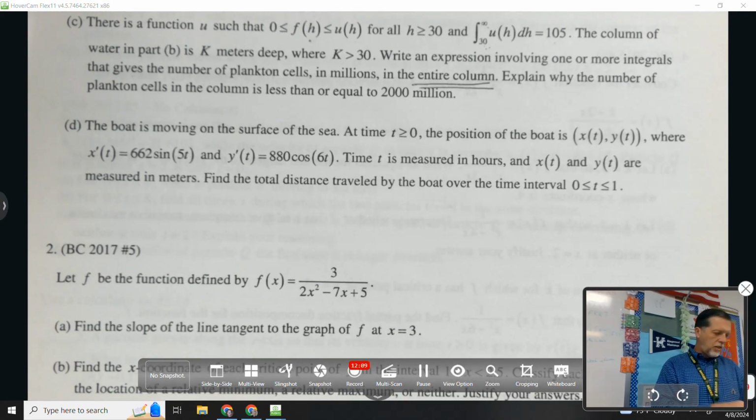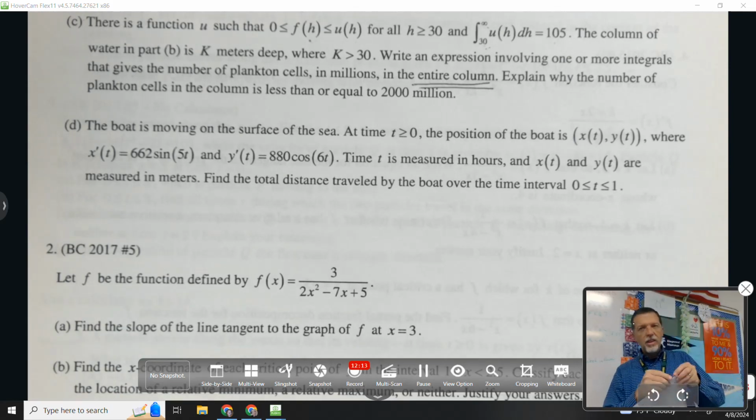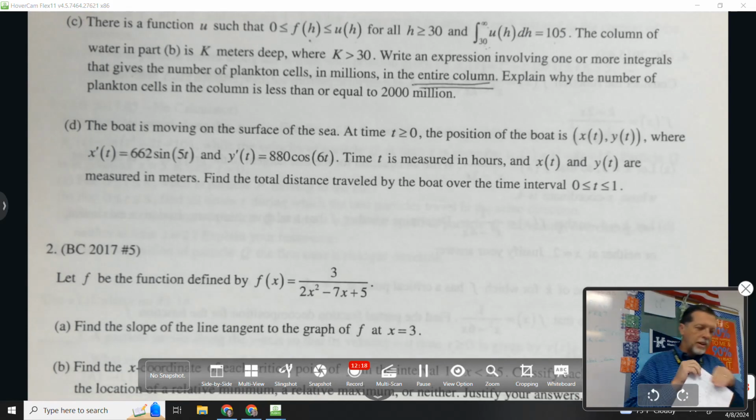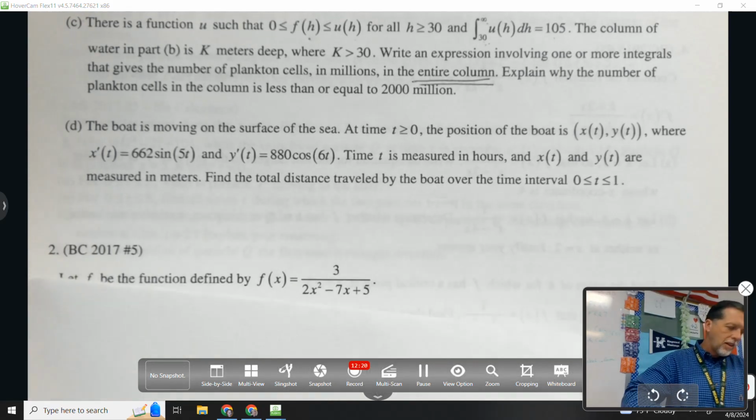The last piece is completely unrelated to the first couple pieces, which, I don't know, might be good news. If you didn't like the first couple pieces, you don't want anything more having to do with that.